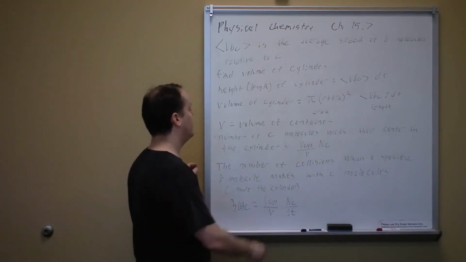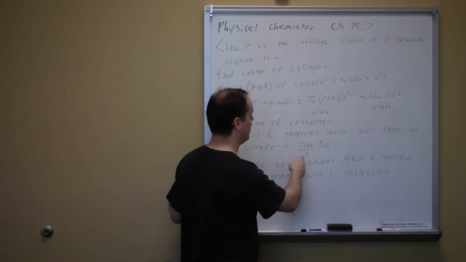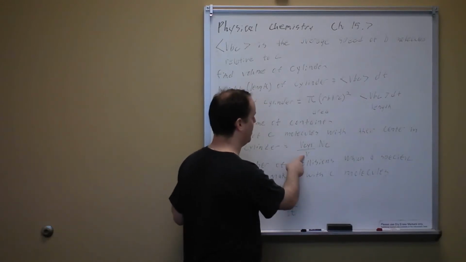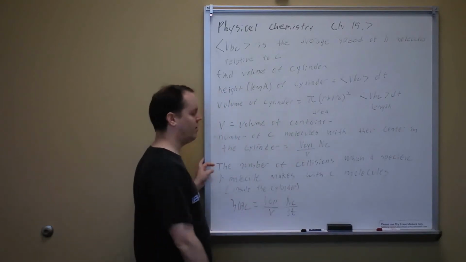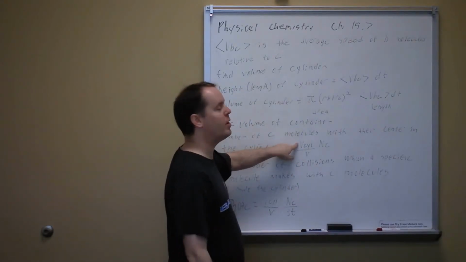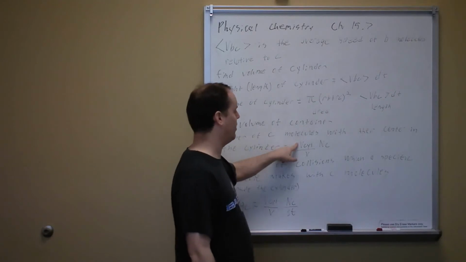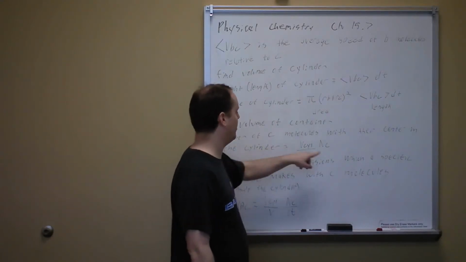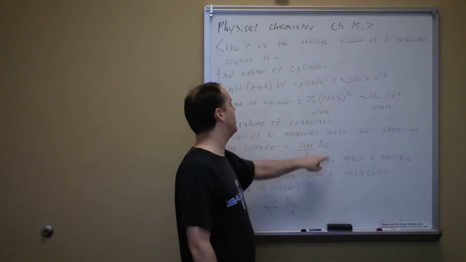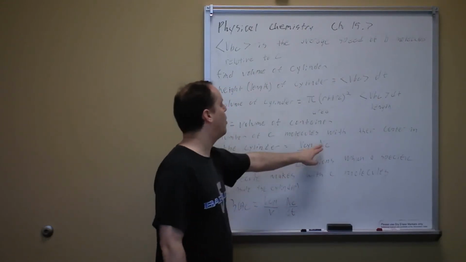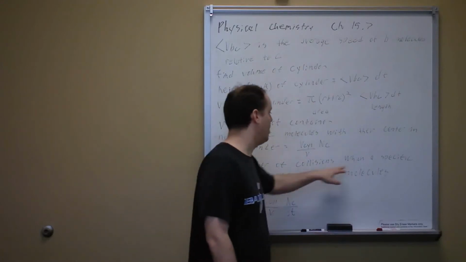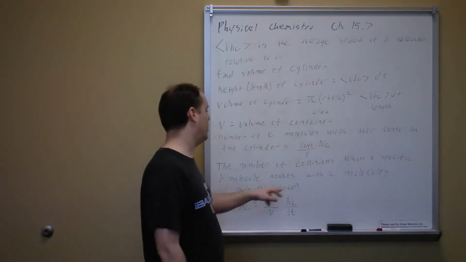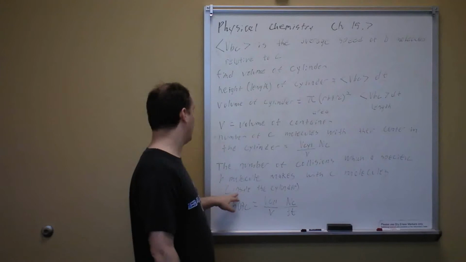to have a collision with, is just the volume of this cylinder divided by the total volume of the container. And this could be greater than 1, remember, because it just depends on what time frame you have. The molecule is going to keep moving because we assumed elastic collisions. And then that times the number of C molecules, because obviously if there's more C molecules, you're going to have more collisions.